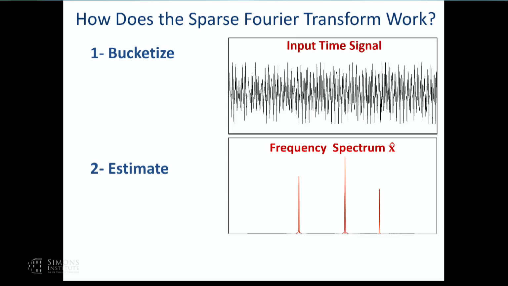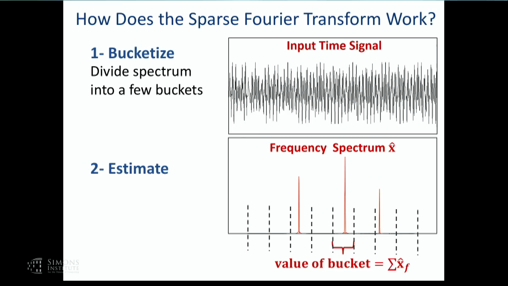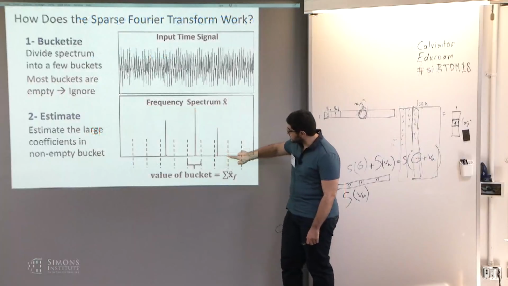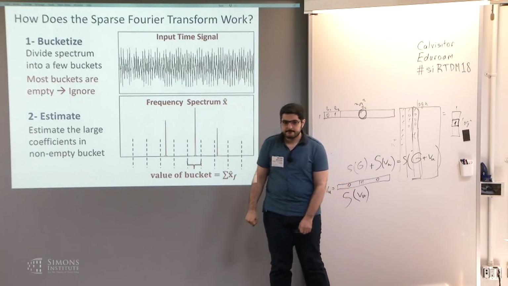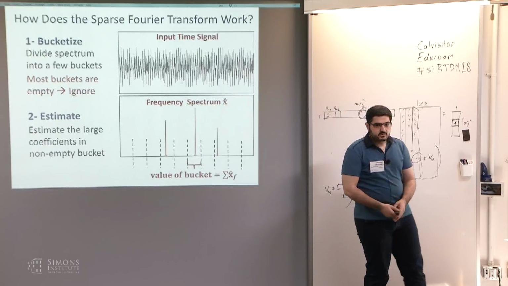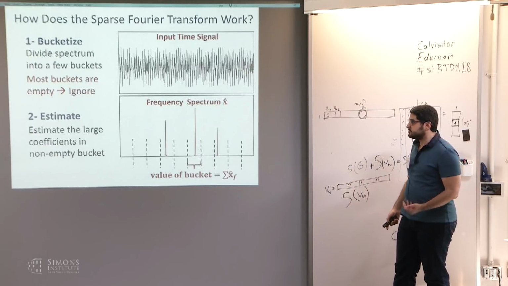In the first step, we're going to divide this spectrum into buckets such that the value we get for each bucket is the sum of frequency coefficients within that bucket. If we can do that, most of the buckets are going to be empty, so we can immediately ignore all the frequencies in them. We don't need to run more computations on those. And for the buckets that are not empty, we need to estimate. So out of all the frequency coefficients that mapped into that bucket, which one is the large one? So how do we bucketize and estimate cheaply?